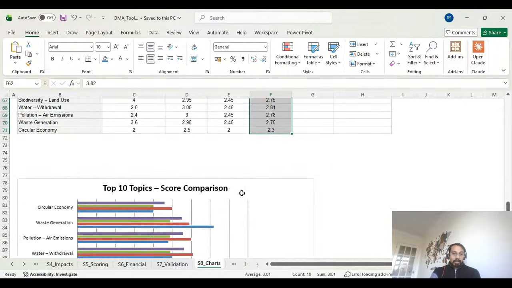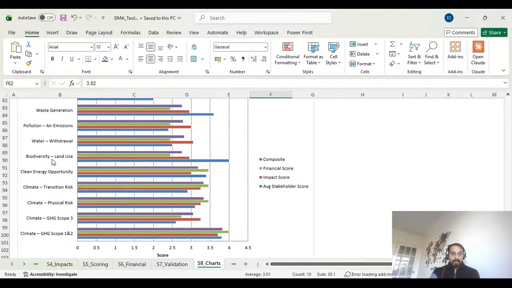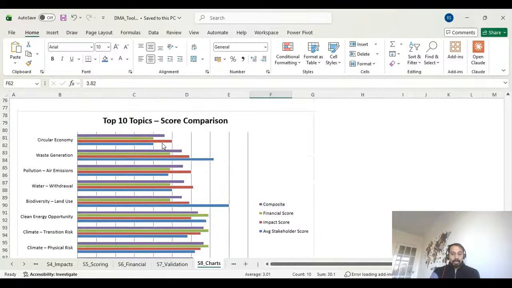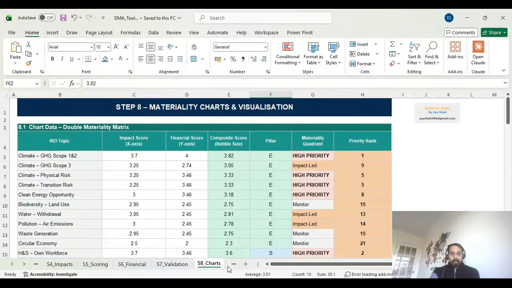So you can see the top 10 topics of score comparisons of circular economy, waste generations, pollutions, water, biodiversity, climate. Here you can see the biodiversity is very much important for the average stakeholder score, which means employees, other nature or silent stakeholders and other stuff. And similarly, water waste generation is also important for those kind of stakeholders. So you can check out those requirements, and based on that, you can list down the top 10 topics.